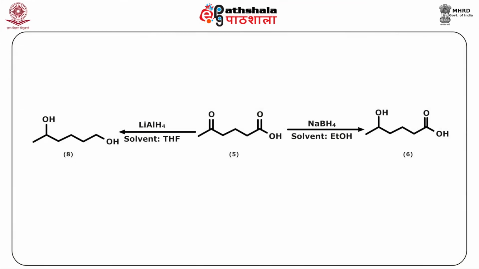Evidently, reduction of compound 5 by sodium borohydride reacts selectively with only the keto group and gives 5-hydroxyhexanoic acid as the chemoselective product, but lithium aluminum hydride reacts with both keto and carboxylic acid groups and gives 1,5-hexanediol. Thus, the reaction of 5-oxohexanoic acid with sodium borohydride is chemoselective for reduction of a ketone in the presence of a carboxylic acid.